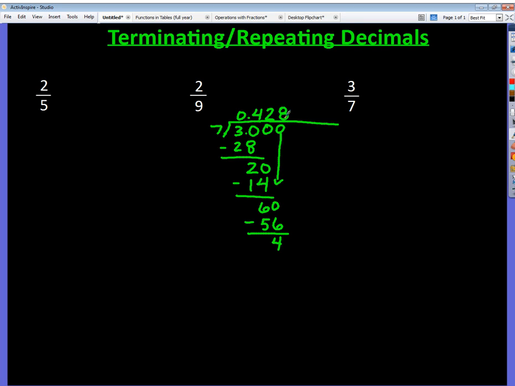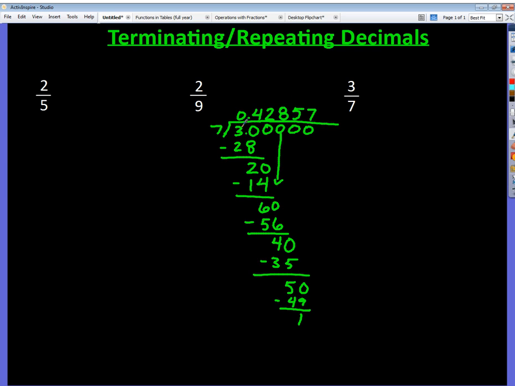Well, I don't have a pattern yet. I don't have a 0, so I'm going to drop another 0 all the way down. And now 7 into 40, we know goes 5 times because 7 times 5 is 35. I get a remainder of 5. Well, not a 0. I don't see a pattern yet, so I'm going to drop another 0 all the way down, and I take 7 into 50. I'm sorry, 7 goes into 50 7 times, and 7 times 7 gives me 49. So I get a remainder of 1.